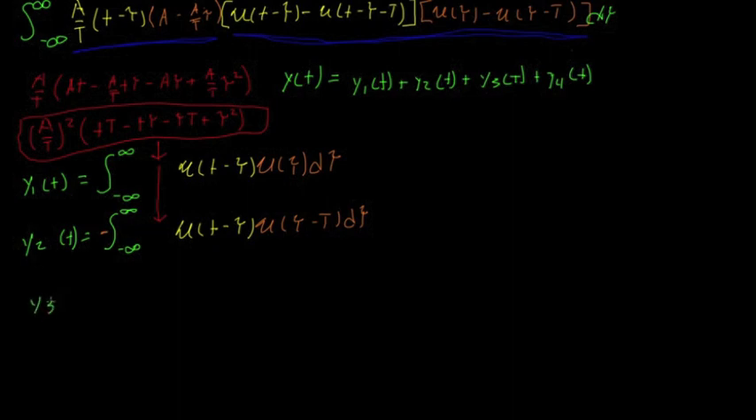Now y3 of t is going to equal the integral from negative infinity to positive infinity of that whole first portion of the integrand times, now we have a negative again, u of t minus tau minus capital T, times u of tau, d tau.